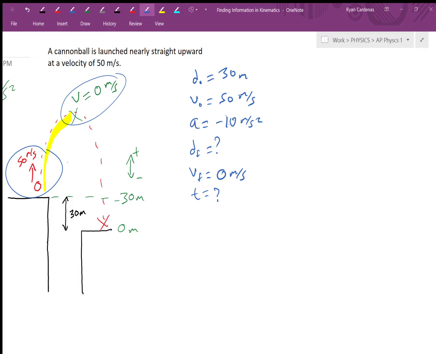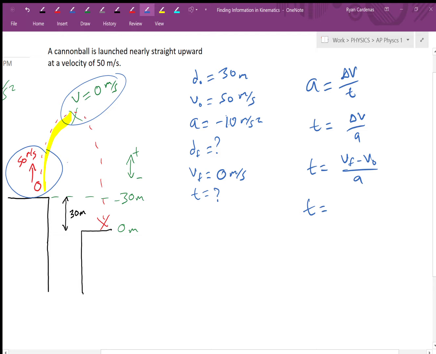You know, I think Arthur would work out well, because I have acceleration, and I have my velocities, and I'm just trying to find time. So I'm going to go ahead and rearrange this before I plug anything in. Time equals the final minus the initial divided by acceleration.